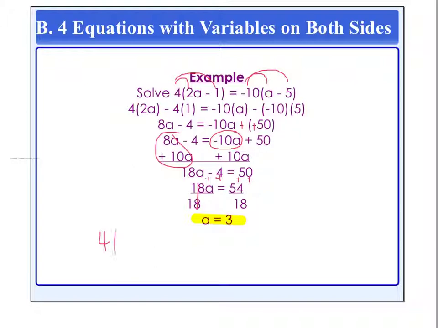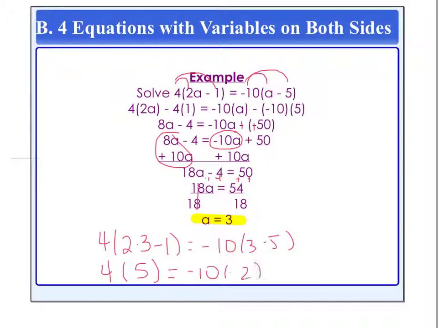So 4 times 2 times 3 minus 1 equals negative 10 times 3 minus 5. So this would be 4 times 6 minus 1 is 5 equals negative 10 times negative 2. 4 times 5 is 20. A negative times a negative is a positive, and 10 times 2 is 20, so it works out.